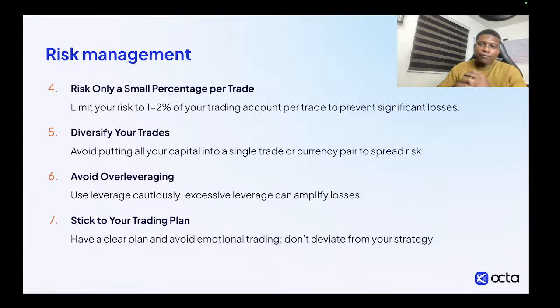Diversify your trade. Avoid putting all your capital into a single trade or currency pair to spread your risk. So it's important that you spread your risk. When you diversify your trade, you are spreading your risk. Also, avoid over leveraging.